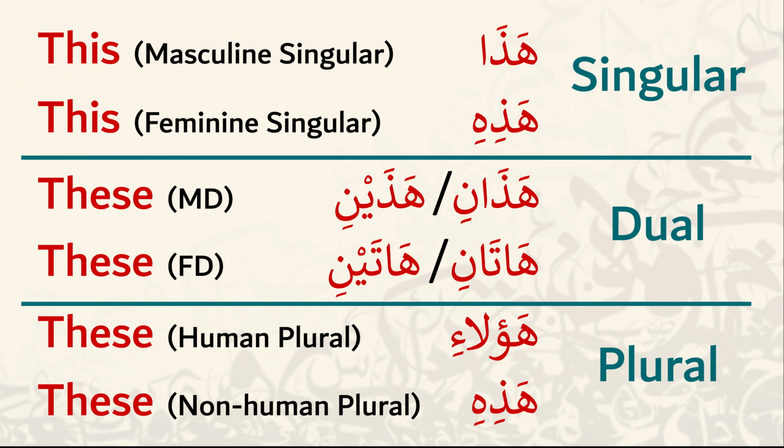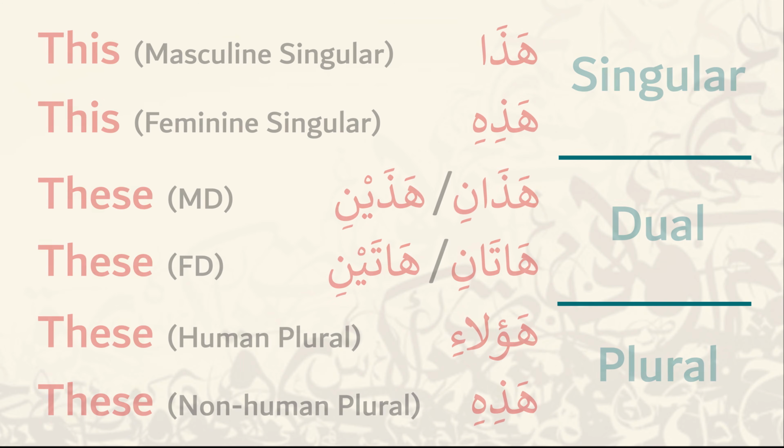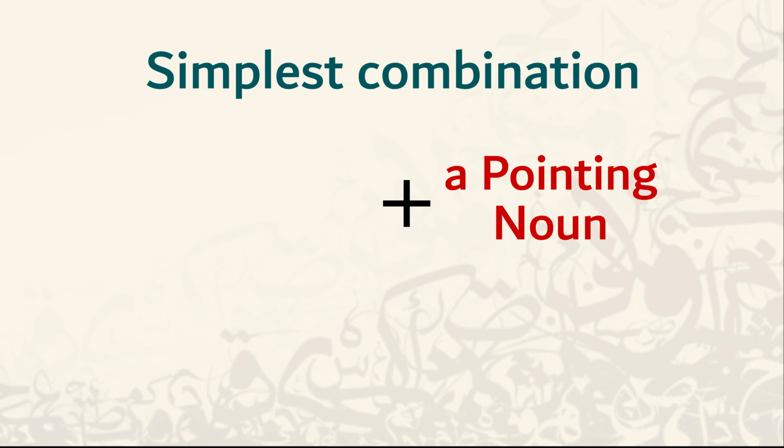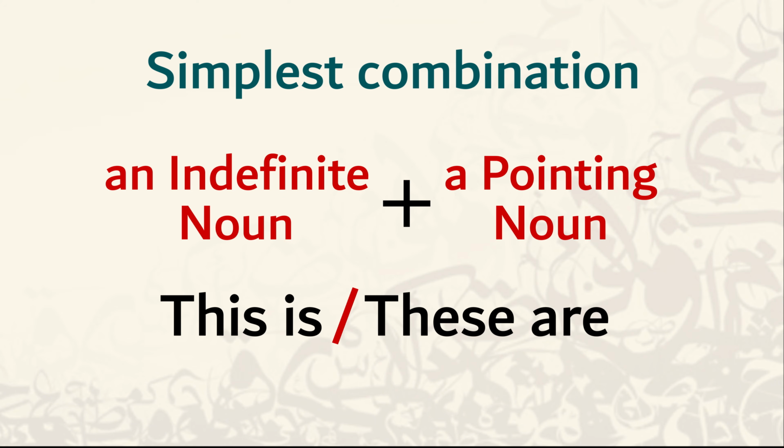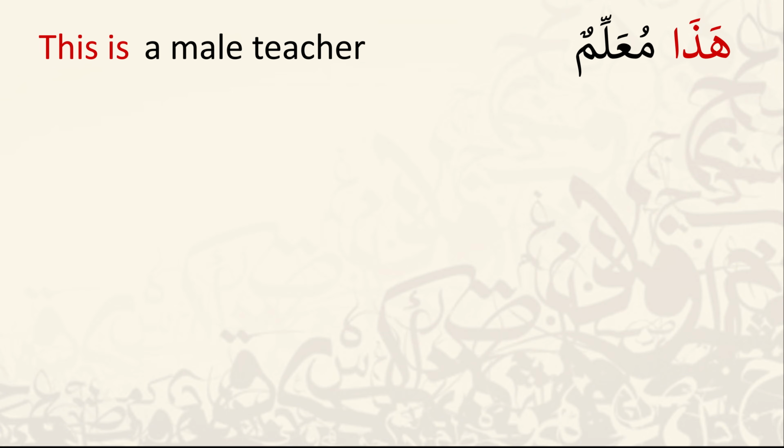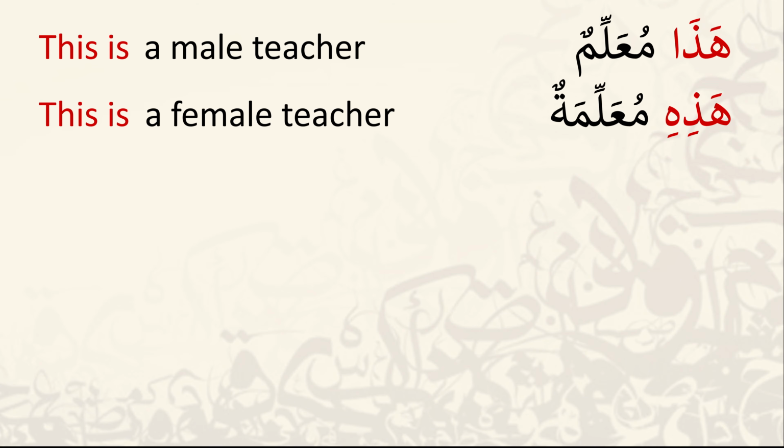Let's have the simplest way to use أسماء الإشارة through this combination: a pointing noun plus an indefinite noun. This is equivalent in English to this is or these are. Let's see some examples. هذا معلم. This is a male teacher. هذه معلمة. This is a female teacher.